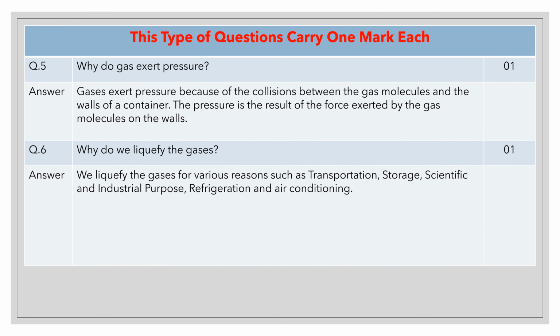Question number 5 is, why do gases exert pressure? Answer to this question is, gases exert pressure because of the collisions between the gas molecules and the walls of a container. The pressure is the result of the force exerted by the gas molecules on the walls.